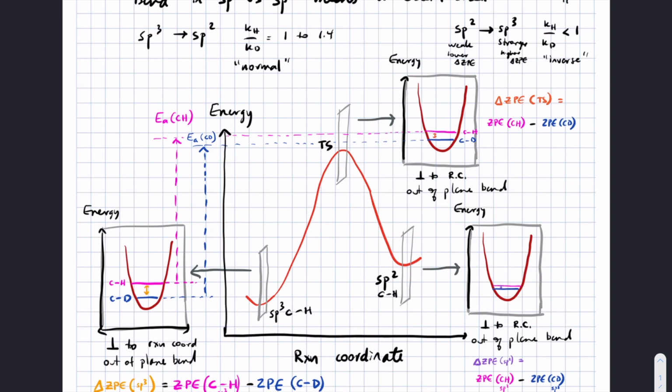Now, if you were going the other way from sp2 back to sp3, you would expect to go from a smaller zero-point energy difference to a larger zero-point energy difference.